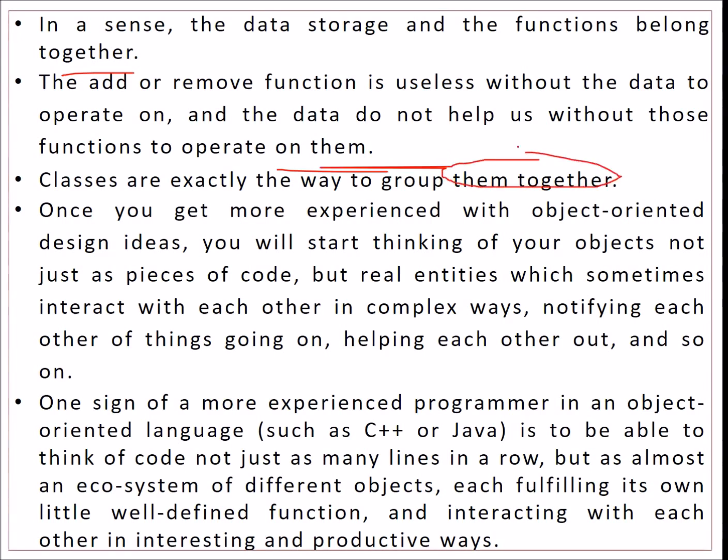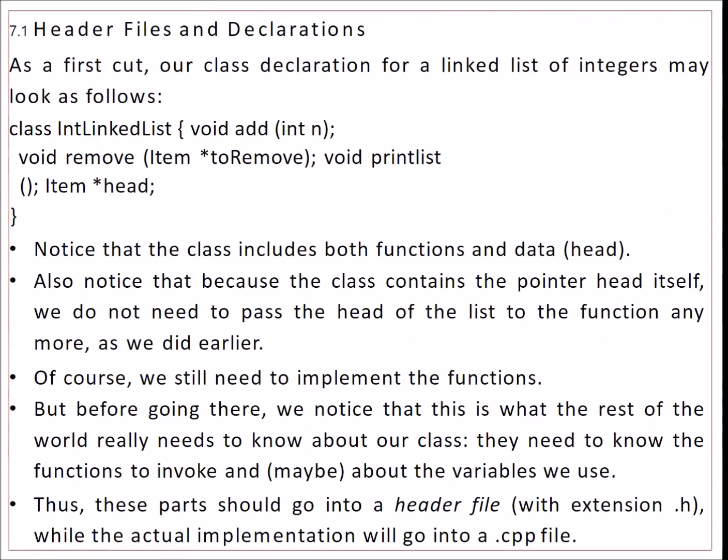They are grouping the functions along with the data. Once you learn more about this object oriented design, you will start thinking about your objects not just as some code, but as real entities which will interact and coordinate with one another. A sign of this programming is to be able to think of code not just as how many lines you are writing, but as an ecosystem of different objects, each fulfilling its own little well-defined function and interacting with each other in some productive way.